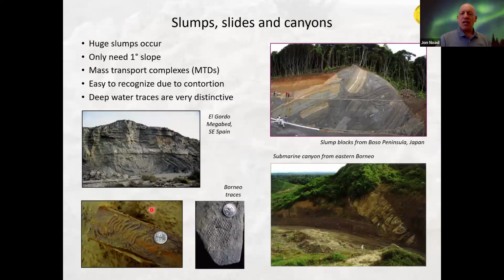And then also associated with these deep water deposits, we see slumps and slides and canyons as well. This is a submarine canyon on the lower right here. If you see mudstone deposits with deep water trace fossils in them, and then we see these sand bodies within them, then that's almost certainly a canyon fill.